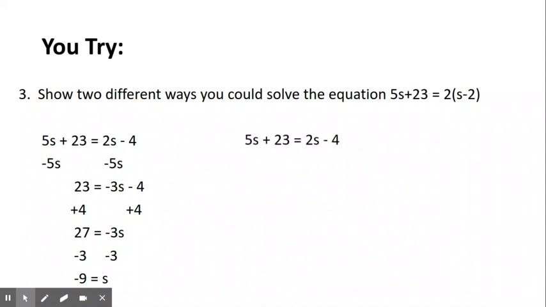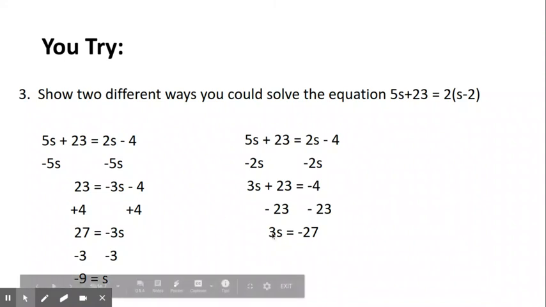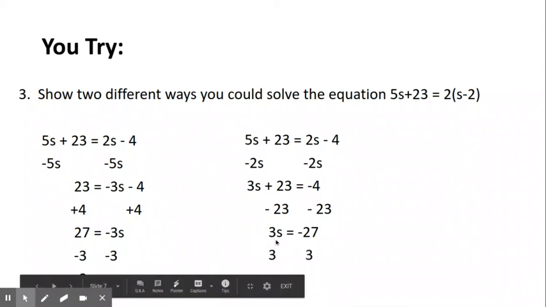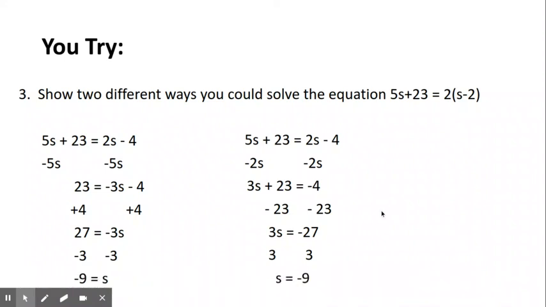Another strategy you could use is still starting off by distributing, but instead of canceling the 5s, you could cancel the 2s. That would leave you with 3s plus 23 equals negative 4. Here, you would want to get rid of your constant, the 23, by subtracting 23 on both sides. That would leave you with 3s equals negative 27. And then similar to before, this is a multiplication problem, 3 times s. So we want to do the opposite, which is division. Again, pretend there's a division line there. But negative 27 divided by 3 gives you negative 9.